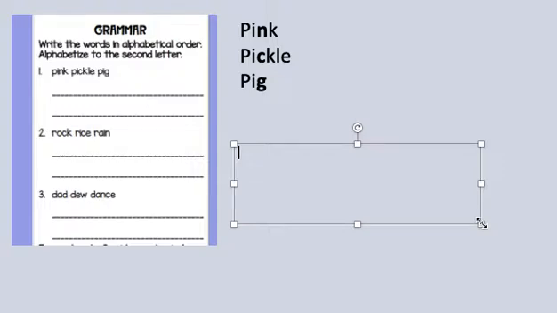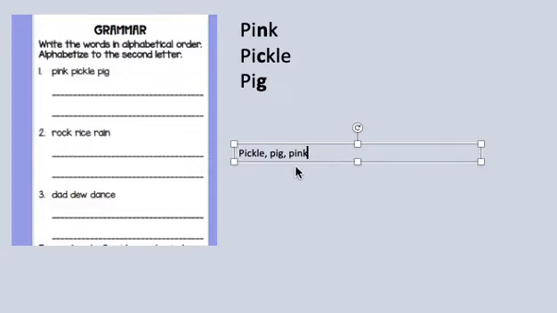I said C first, so I'm going to write pickle. Put a comma between a list of words. A, B, C, D, E, F, G. The G word is next. G, H, I, J, K, L, M, N. And the N word is last. And there's my proper order.